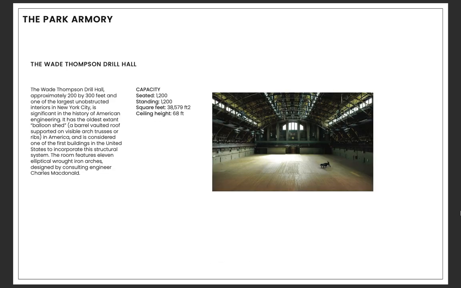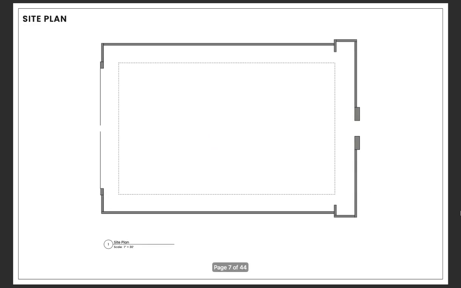For my location, I decided to go with the Park Armory, the Wade Thompson Drill Hall. Decided to go with this amazing venue because of its large capacity and its amazing ceiling height of 68 feet. I was really intrigued by this venue as I would be able to transform it in any which way because of the large capacity. This is a site plan for the Park Armory Wade Thompson Drill Hall. It is roughly 200 by 300 feet.